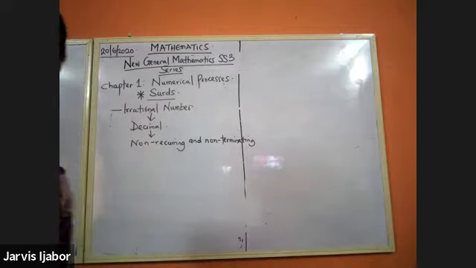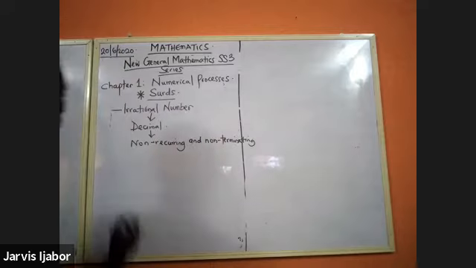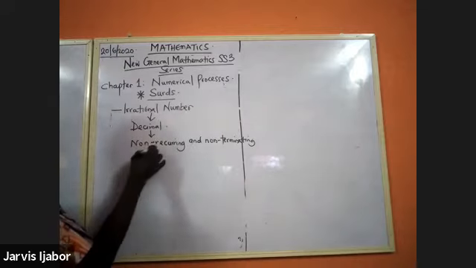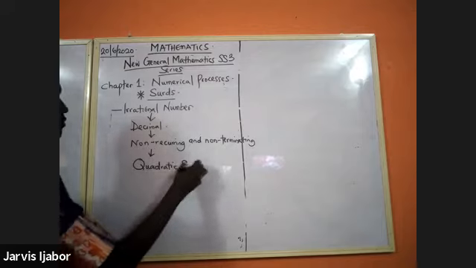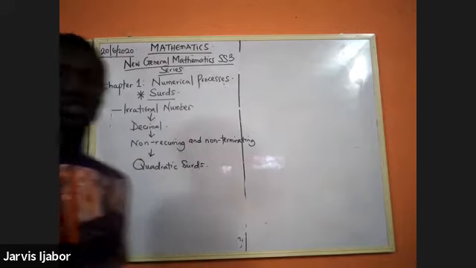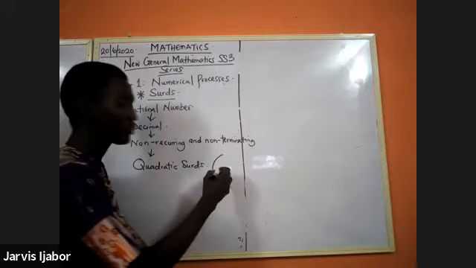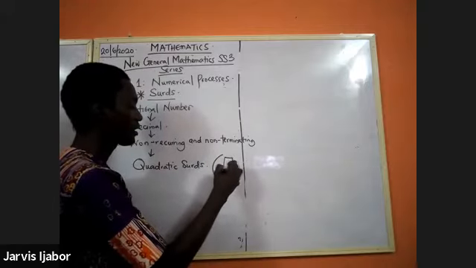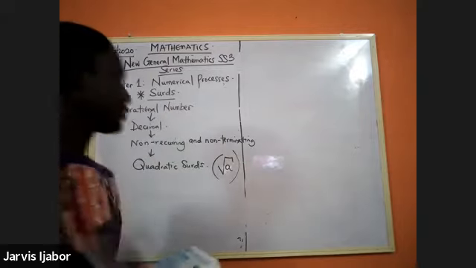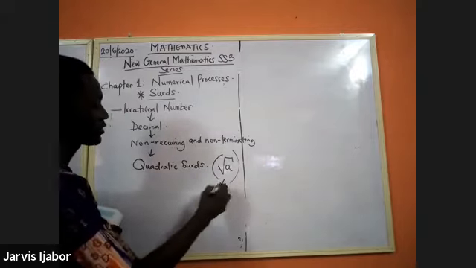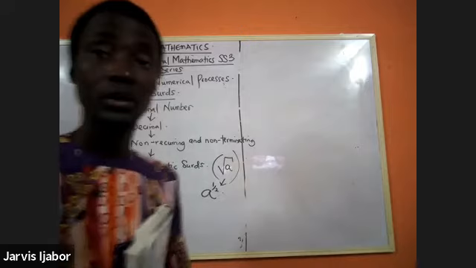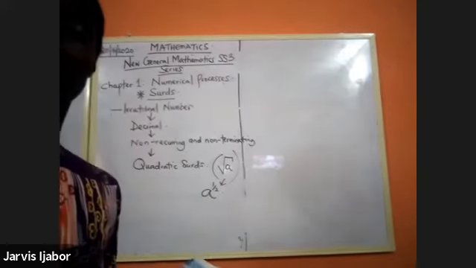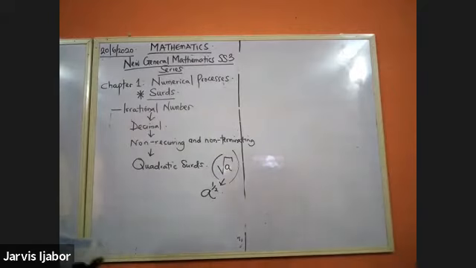At your level, the kind of SURD you are taught is the one we call quadratic SURD. Why are we focusing on quadratic SURDs? Very simple. Quadratic SURDs are those SURDs that are in the order square root of A, that is to say A raised to the power of 1 over 2. These are the kind of SURDs we are talking about in this topic. All right. So with that said, let's go into the problems now.